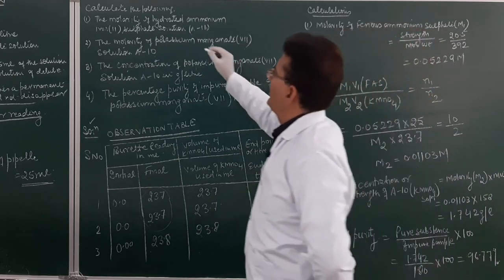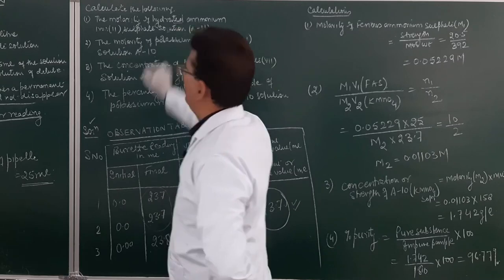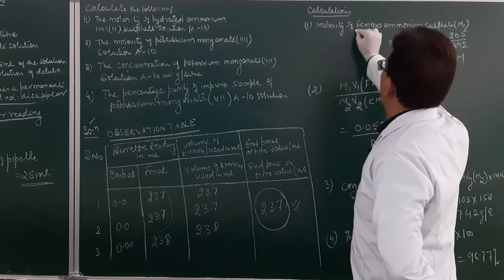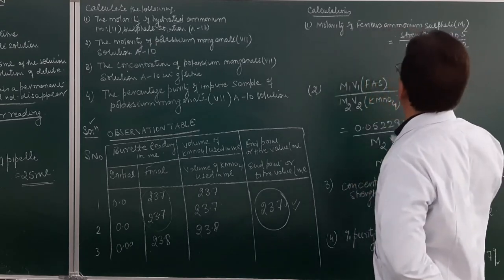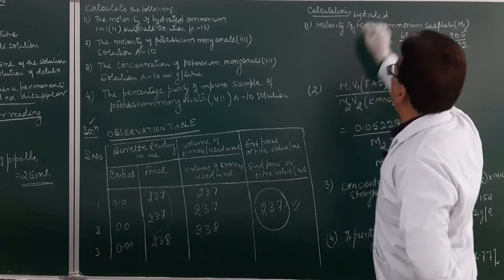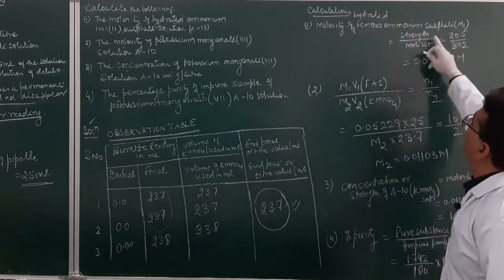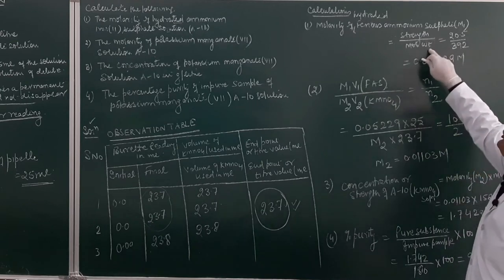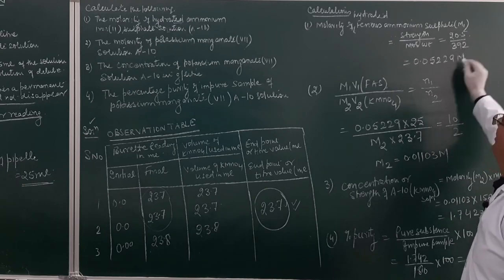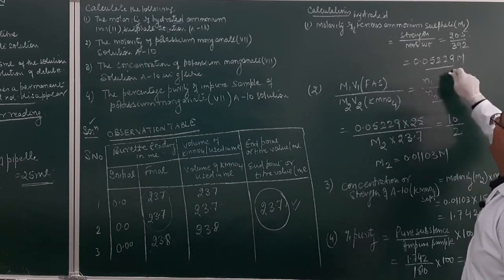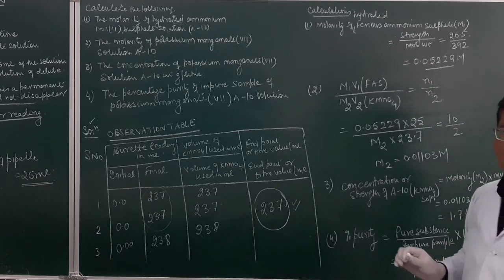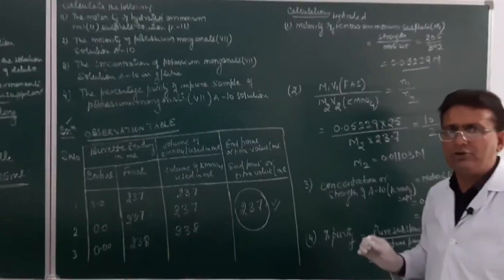Now, first one is the molarity of hydrated ferrous ammonium sulphate. First of all, I will write down the formula. Molarity of hydrated ferrous ammonium sulphate. How do I determine it? Formula will be strength upon molecular weight. What is the strength of ferrous ammonium sulphate? 20.5. What is the molecular weight? 392. So what is the value coming over here? After solving it, it will be 0.05229 molar. Answer must be reported to 4 decimal places with unit.